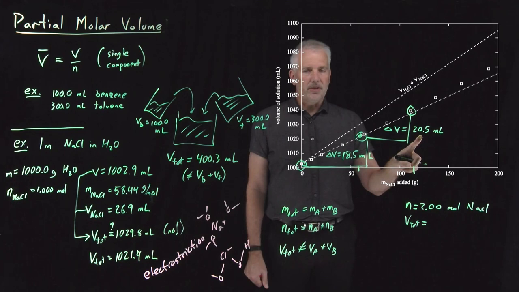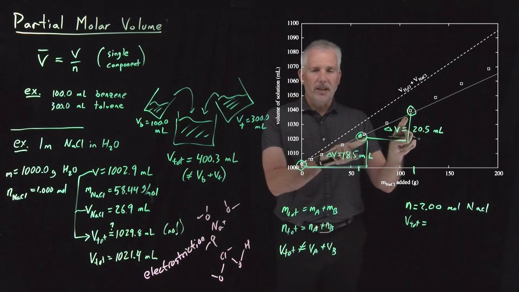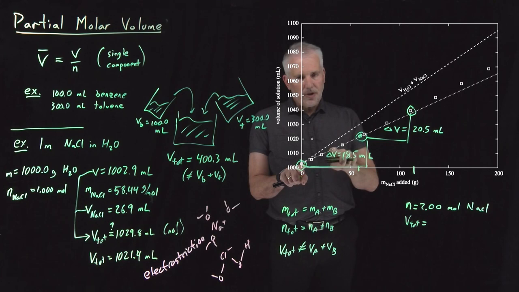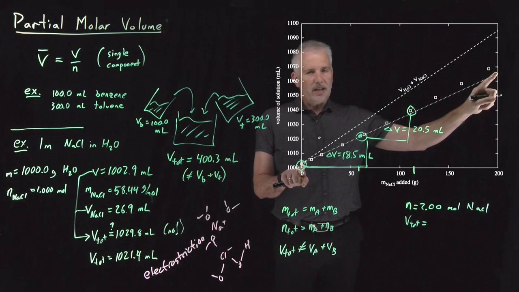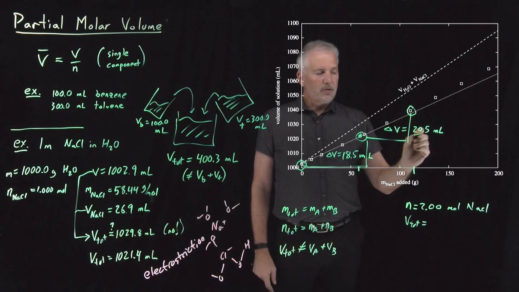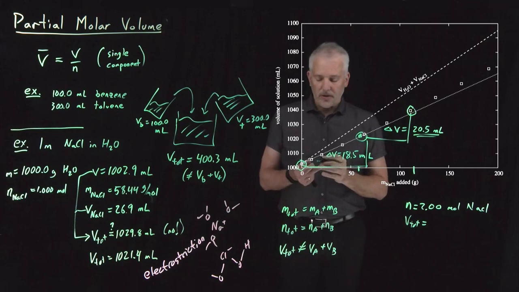So the first mole adds 18.5 milliliters, the second mole adds 20.5 milliliters, and you can see from the second dotted line that if I just extrapolated the trend from the first small amount of sodium chloride, I'd expect this dotted line. In fact, as I add my second mole, and then my third, and then my fourth, and so on, the extra volume keeps getting slightly larger every time. So there's actually several confusing or surprising things about how volume works in these solutions.